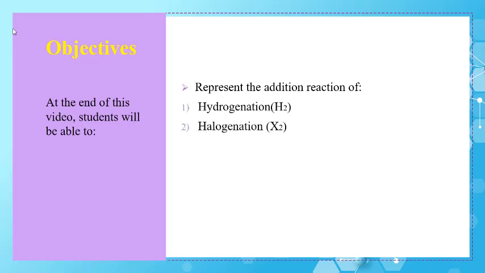So the objectives are to represent the addition reactions of hydrogenation, halogenation, hydrohalogenation, and hydration.